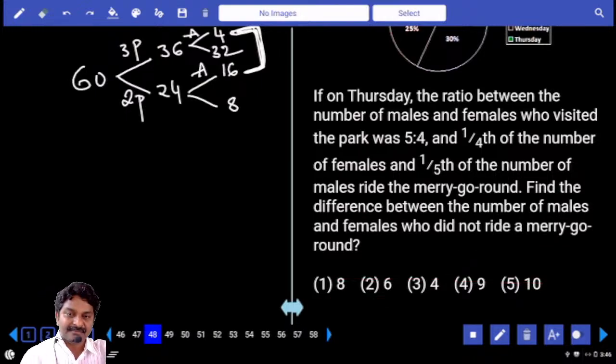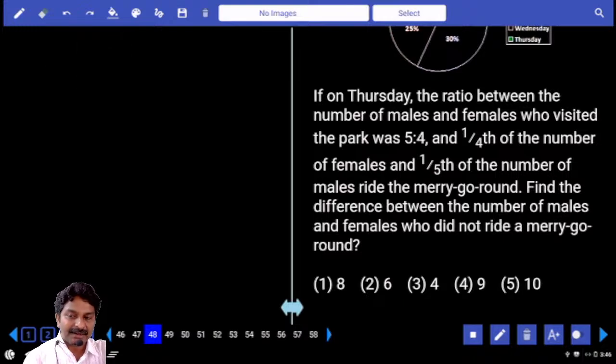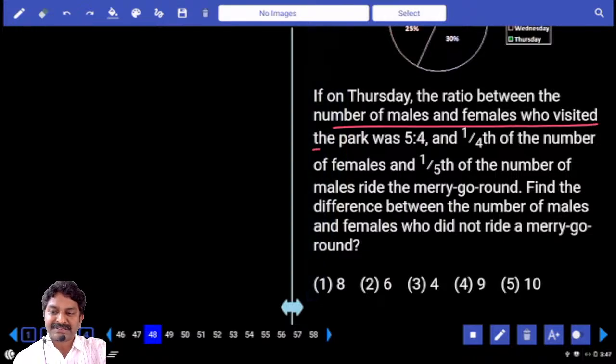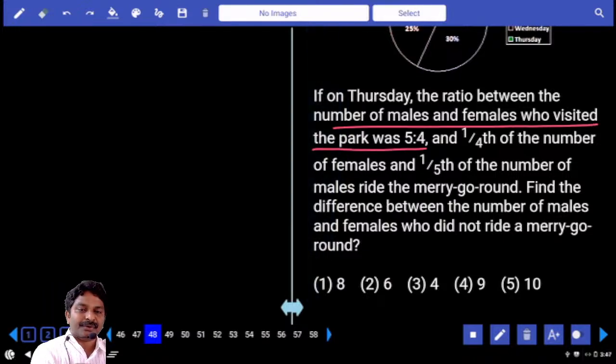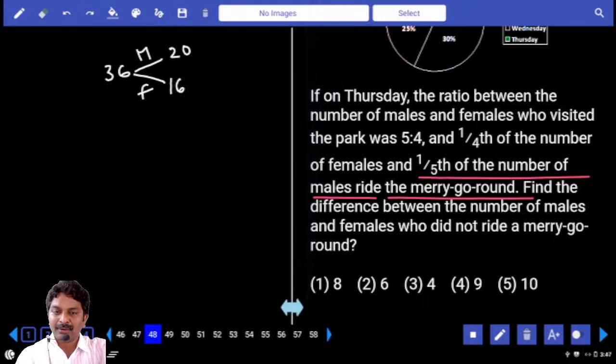If on Thursday, total how many people are there? 36. Number of male and female who visited the park was 5:4. 36 is divided into 9 parts. 9 into 4 times. Male are 20, female are 16. 1/5 of number of male ride the merry-go-round. 1/5 of this number, 4 people are riding the merry-go-round.